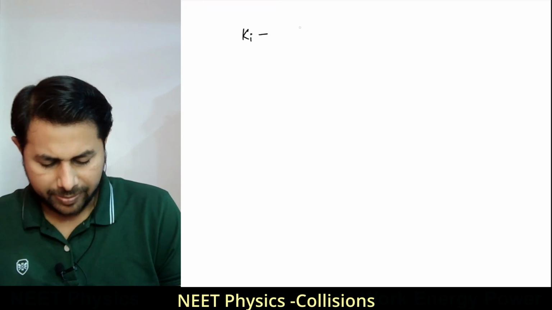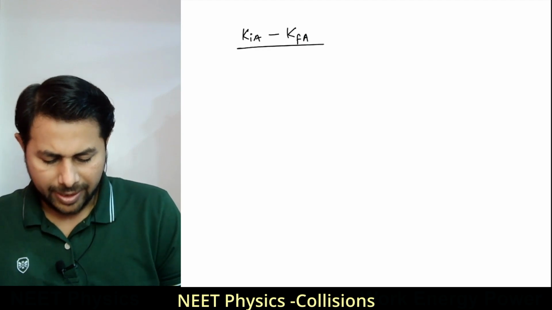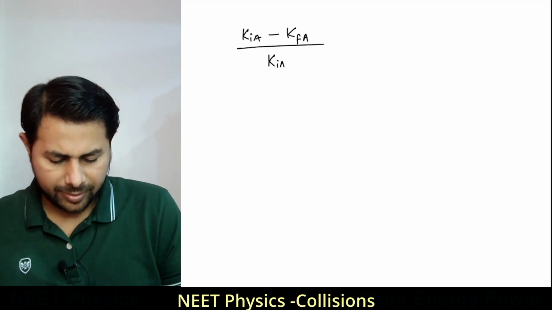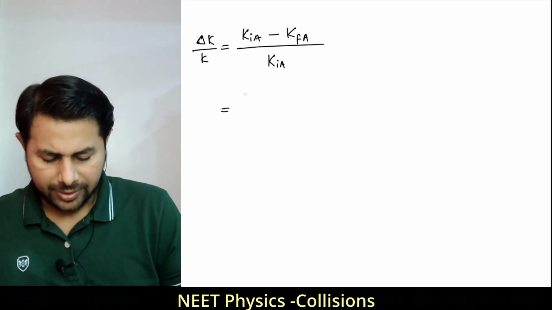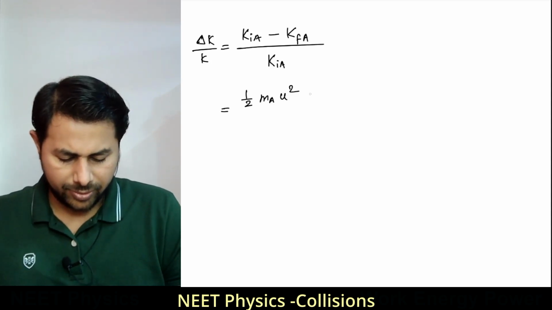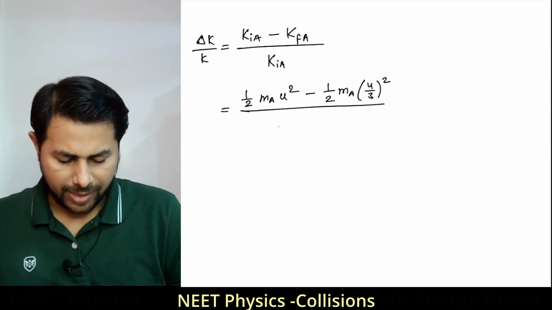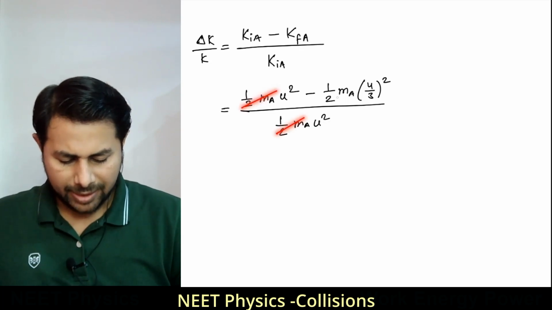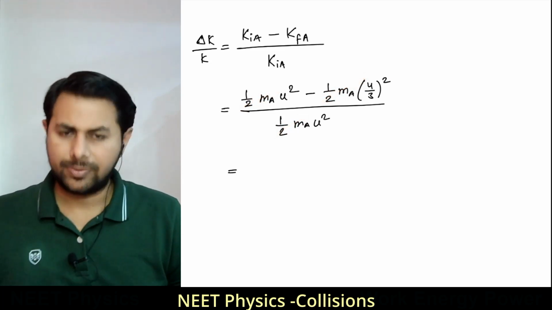Initial KE of A minus final KE of A divided by initial KE of A. So this is delta K by K. That is half of mass of A multiplied by u square, minus half of mass of A multiplied by (u by 3) square, divided by half of mass of A multiplied by u square. So half mass A you can cancel out everywhere. What remains is u square minus (u by 3) square.